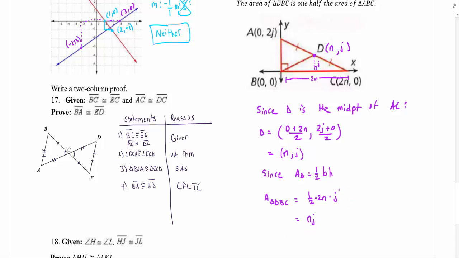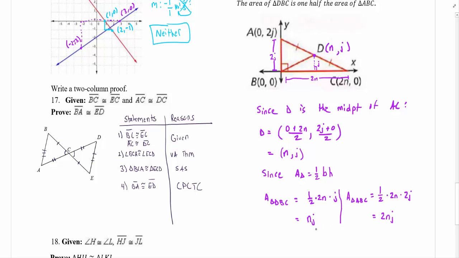Let's do this one more time with my other triangle. I did DBC, now let's do triangle ABC, the big one. I have the same base, but my height is now different. It's now 2j. So the area of triangle ABC equals 1/2 base, which is 2n, times height, which is 2j. These 2's cancel. You have n times 2j, which is 2nj. So these are your two areas.